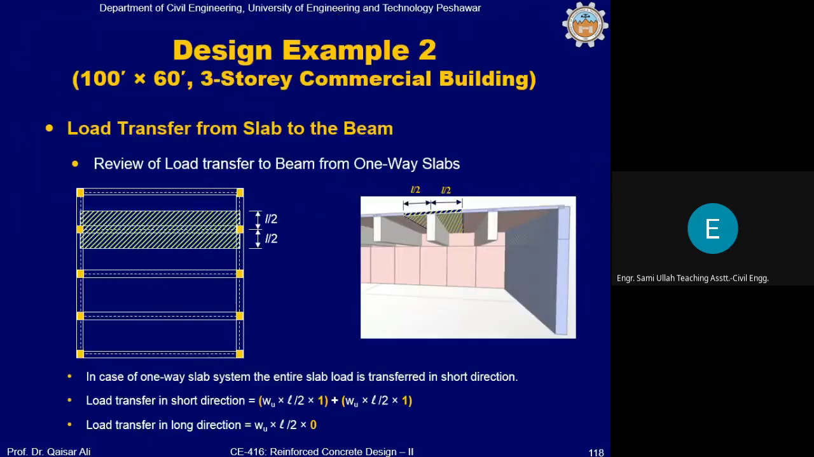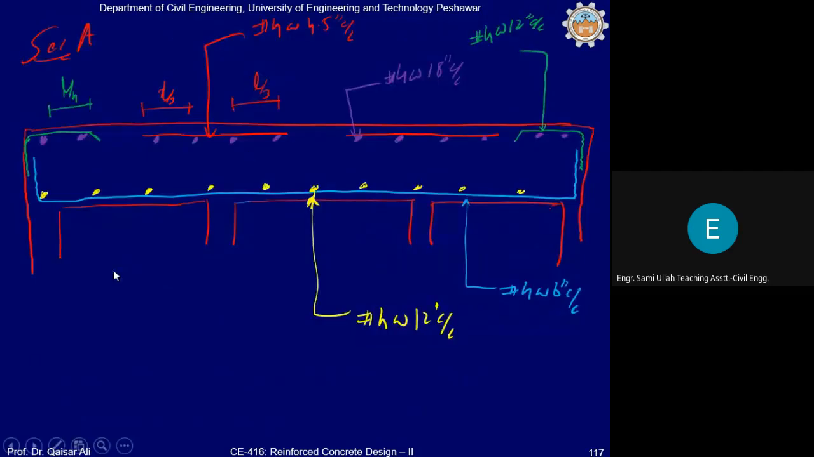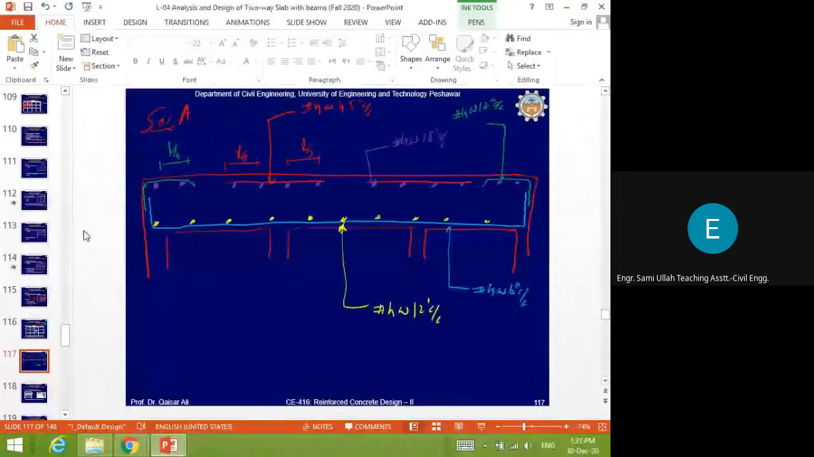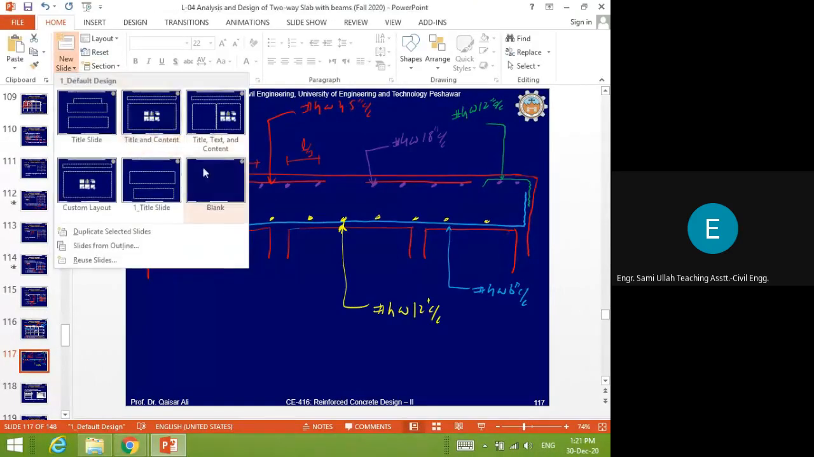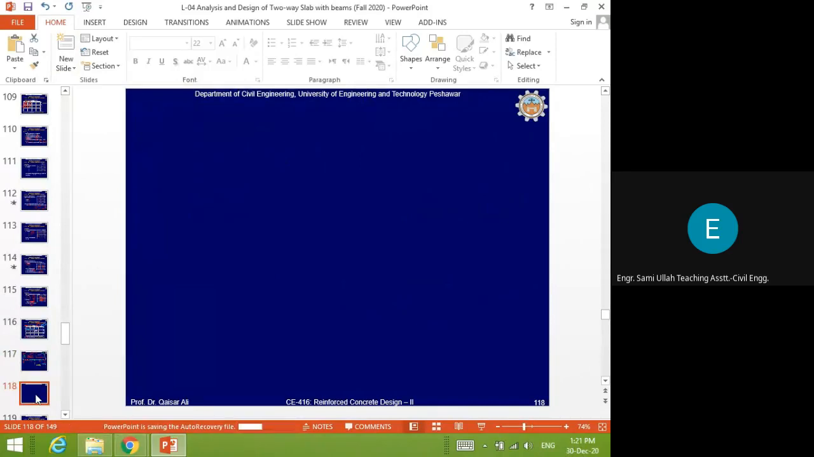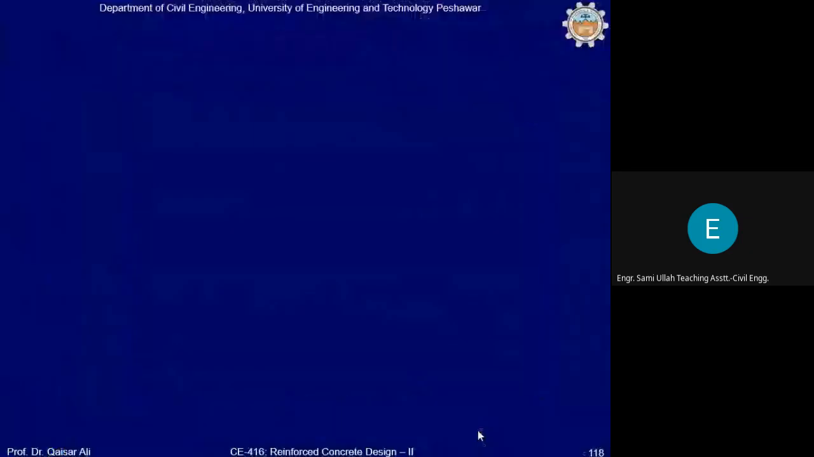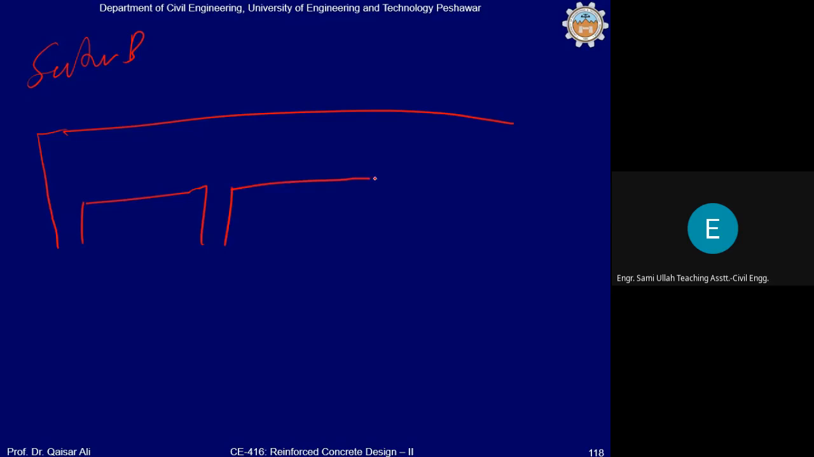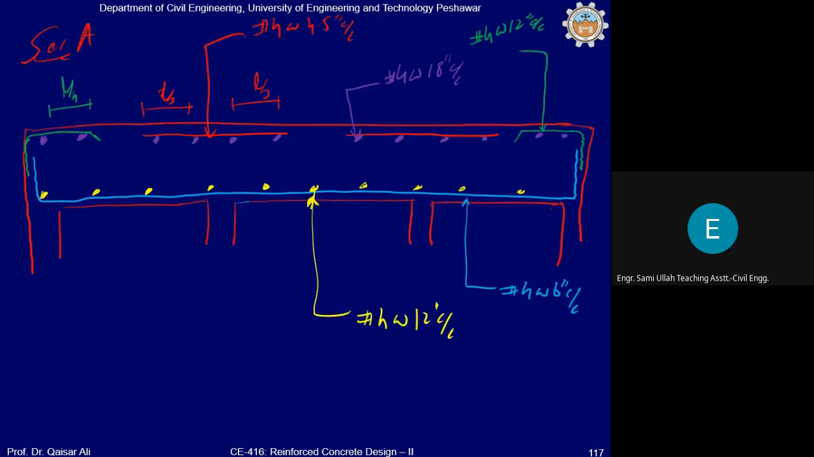Okay, what will be the difference between section A and section B bottom reinforcement? Can anyone tell? Section B you can also draw in the same way, but tell me what will be the main difference in the bottom reinforcement if we draw section B?